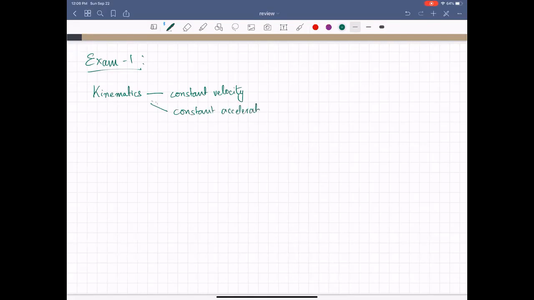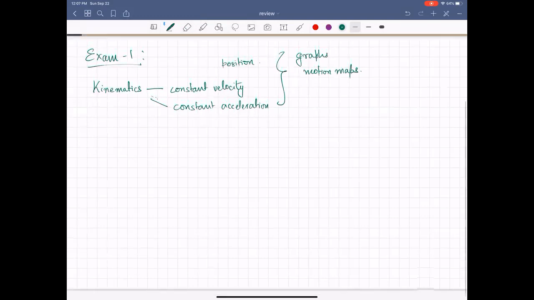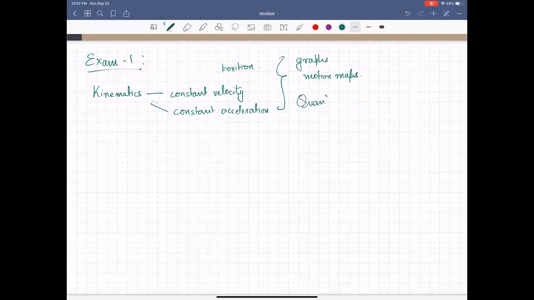and essentially just describing motion in terms of position, velocity, time, all the tools that we have to describe this, that is graphs, motion maps, describing things in words, numerically, or the quantitative part.